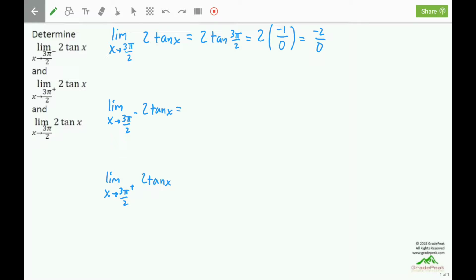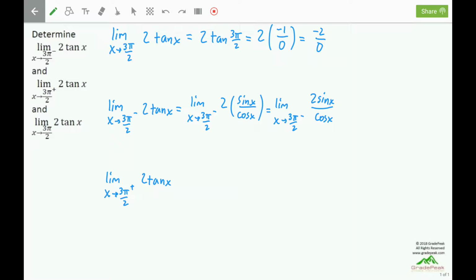The first thing to do is rewrite the trig function so that we can see where the 0 in the denominator is coming from. Tangent of x is equal to the sine of x over the cosine of x. We can now multiply the numerators together. 2 times sine of x is 2 sine x over cosine x. Cosine of 3 pi over 2 is 0. There's where the 0 is coming from.